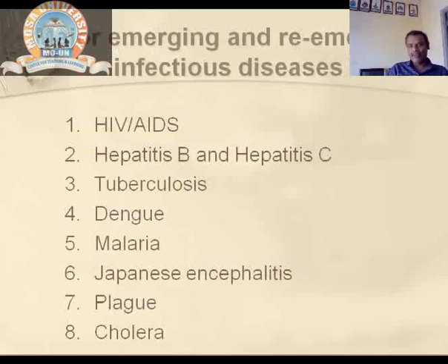I'm giving you a list of major emerging and re-emerging infectious diseases in this slide. There are major emerging diseases as well as re-emerging diseases. Re-emerging diseases are diseases which came earlier, but again come. The list I am giving here: HIV/AIDS, hepatitis B and hepatitis C, tuberculosis, dengue, malaria, then plague, cholera. These are all the common major emerging and re-emerging infectious diseases. Cholera has happened for many centuries, still it is coming again. We recently saw cholera in 2018, but it's a re-emerging disease.